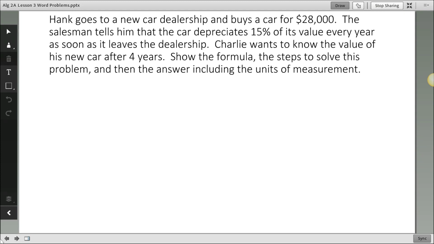So this is like number 6 and 7, I think, or 7 and 8. I think it's 7 and 8 now. So this is the car dealership problem.